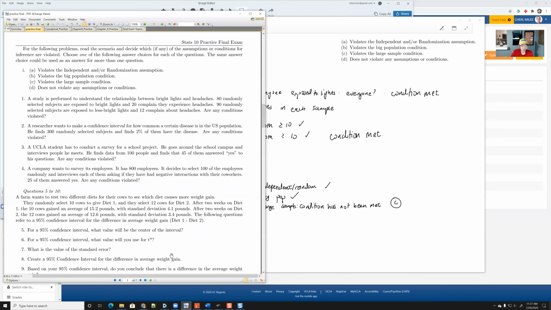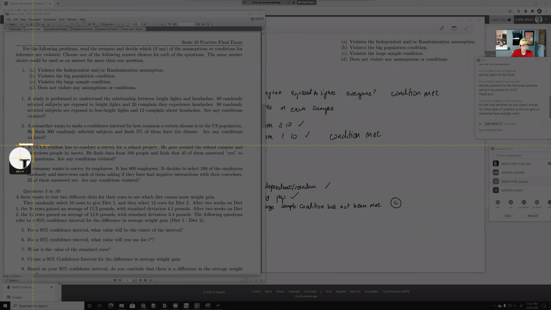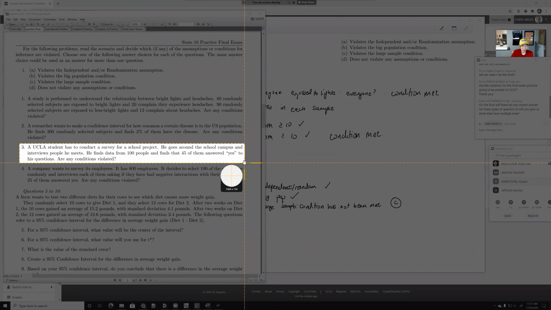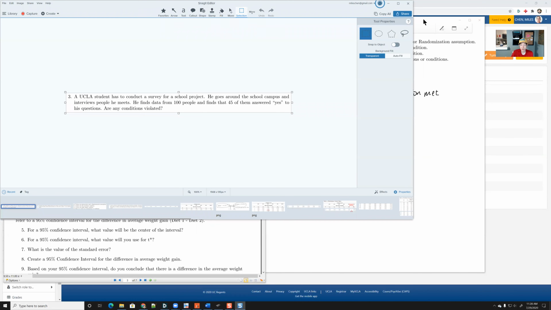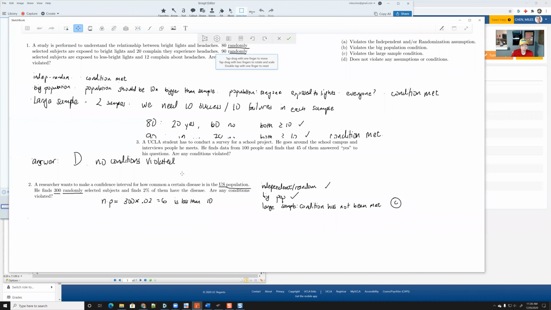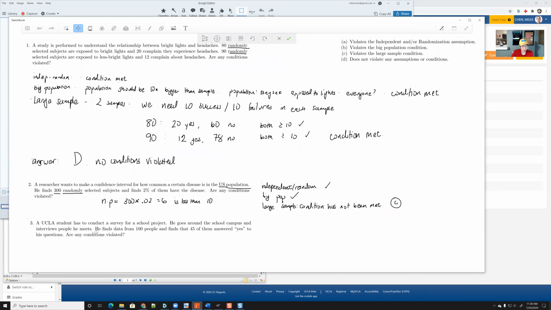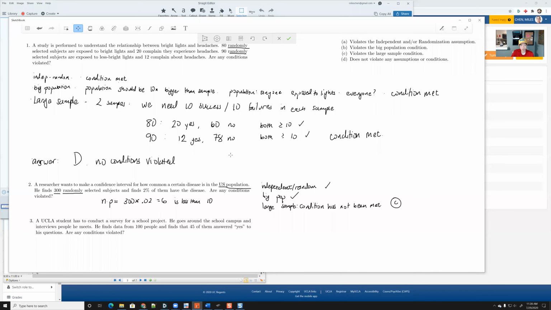Okay, let's see if we can do number 3. Here, why don't you guys try out number 3? Okay, a UCLA student has to conduct a survey for a school project. He goes around the school campus and interviews people he meets. He finds data from 100 people and finds that 45 of them answered yes to his questions. So are any conditions not met here?